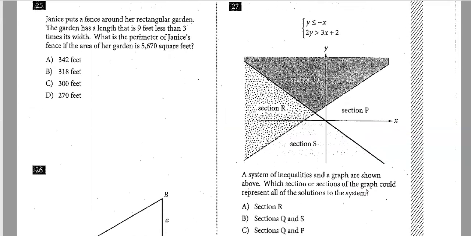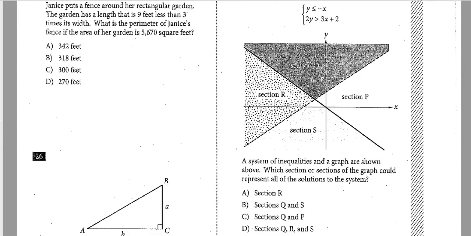Number 25, Janice puts a fence around a rectangular garden. The garden has a length that is 9 feet less than 3 times the width. What is the perimeter? They give us the area. All right, so let's draw this thing. We're going to draw out a garden, rectangle, and we know what the area is. We know the area is 5670.